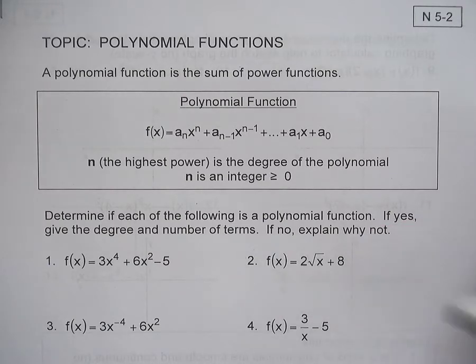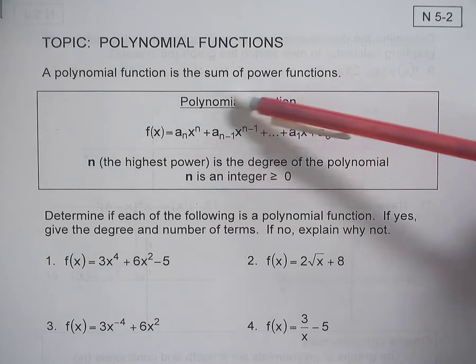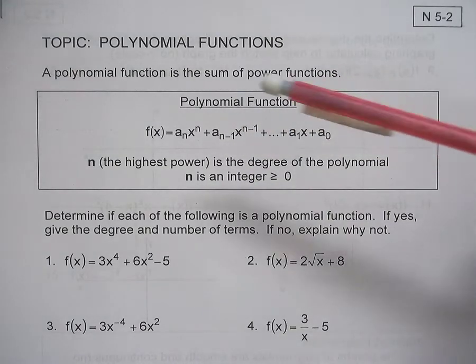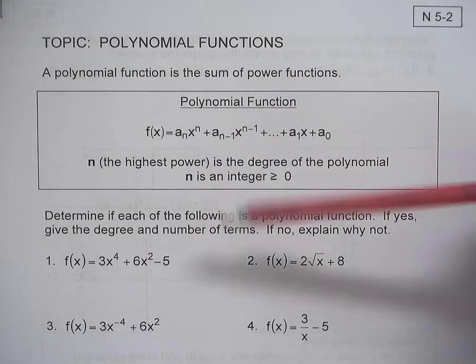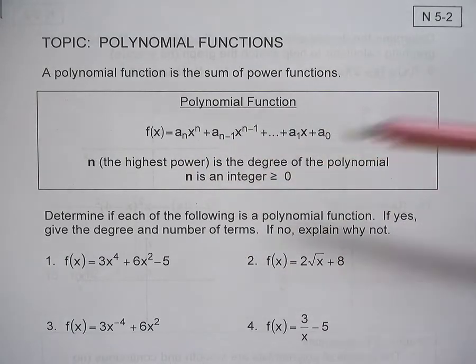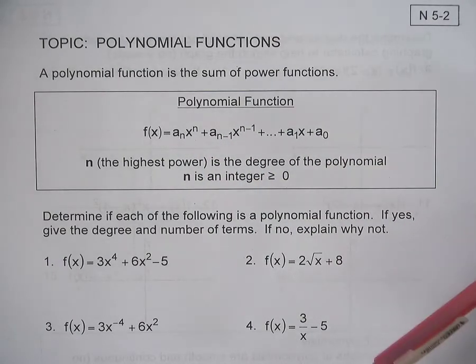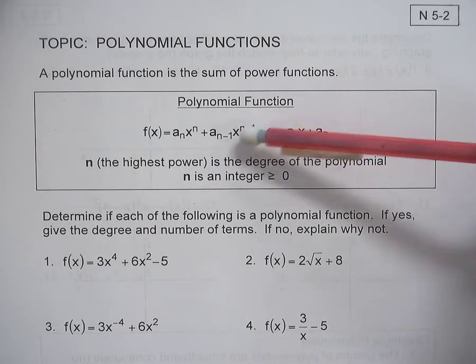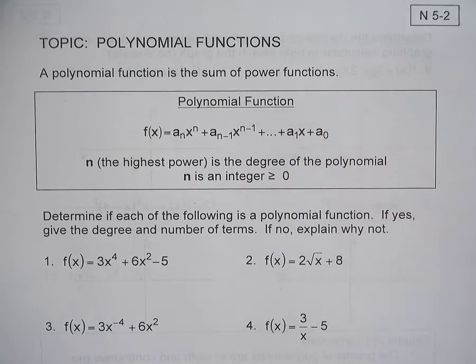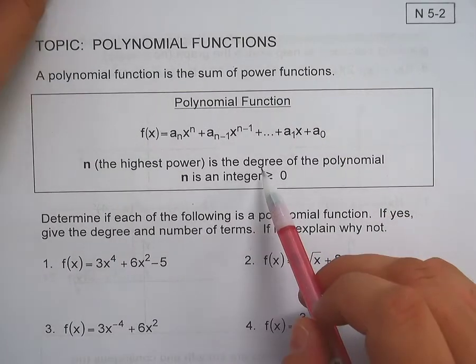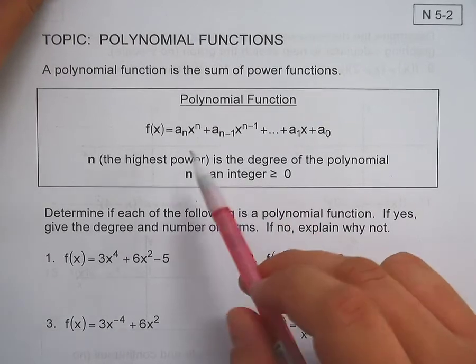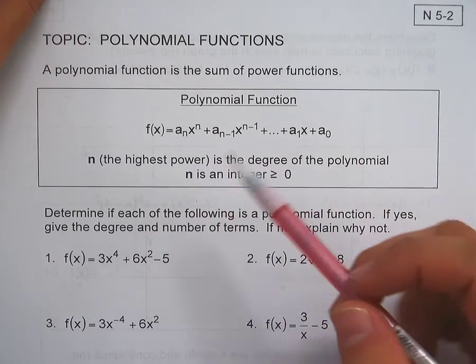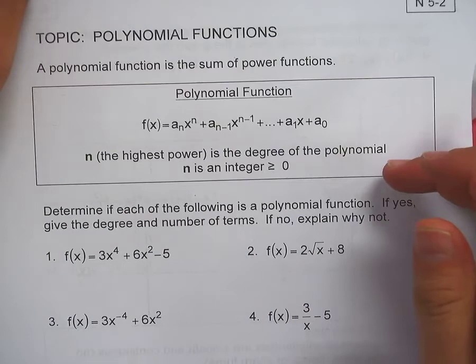Polynomial means many terms, right? So it says a polynomial function is the sum of power functions. So you take a bunch of power functions like x to the nth power, x to the n minus 1, x to the a. So if n was 3, this would be x to the third, n minus 1 is x squared, x, and no x, right? N is the highest power, and it's called the degree of the polynomial. So if the biggest power is a 3, it's a third degree polynomial.